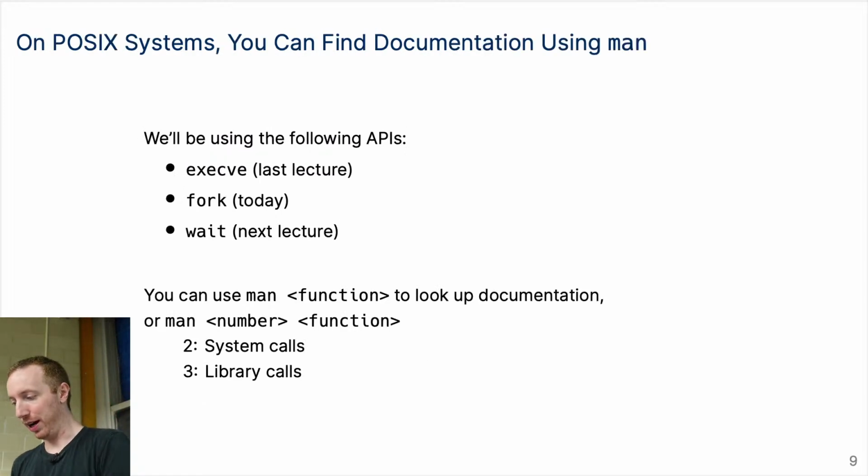Okay, so now we're going to get into the fun stuff. So on POSIX systems, right, you can find documentation using man, which is usually your friend. We saw execve last lecture. Today we'll see a system call called fork. And then we'll see wait in the next lecture. And then usually you just do man and the function name to look up documentation for it.